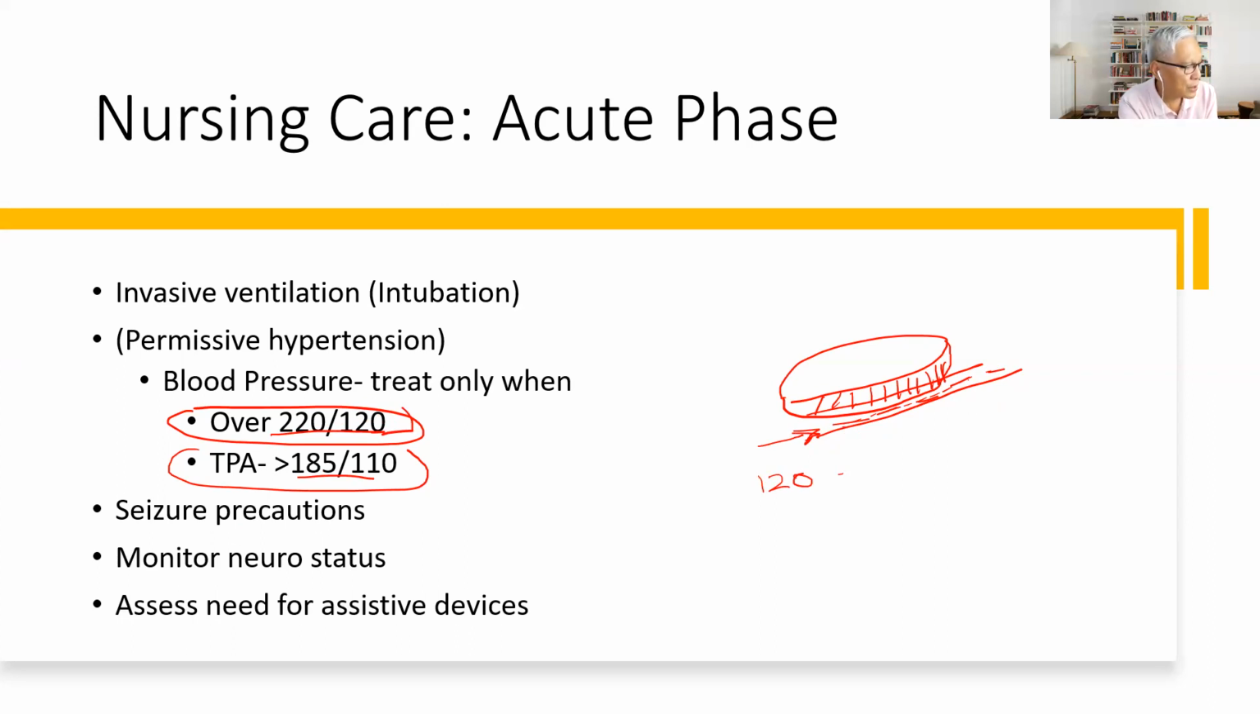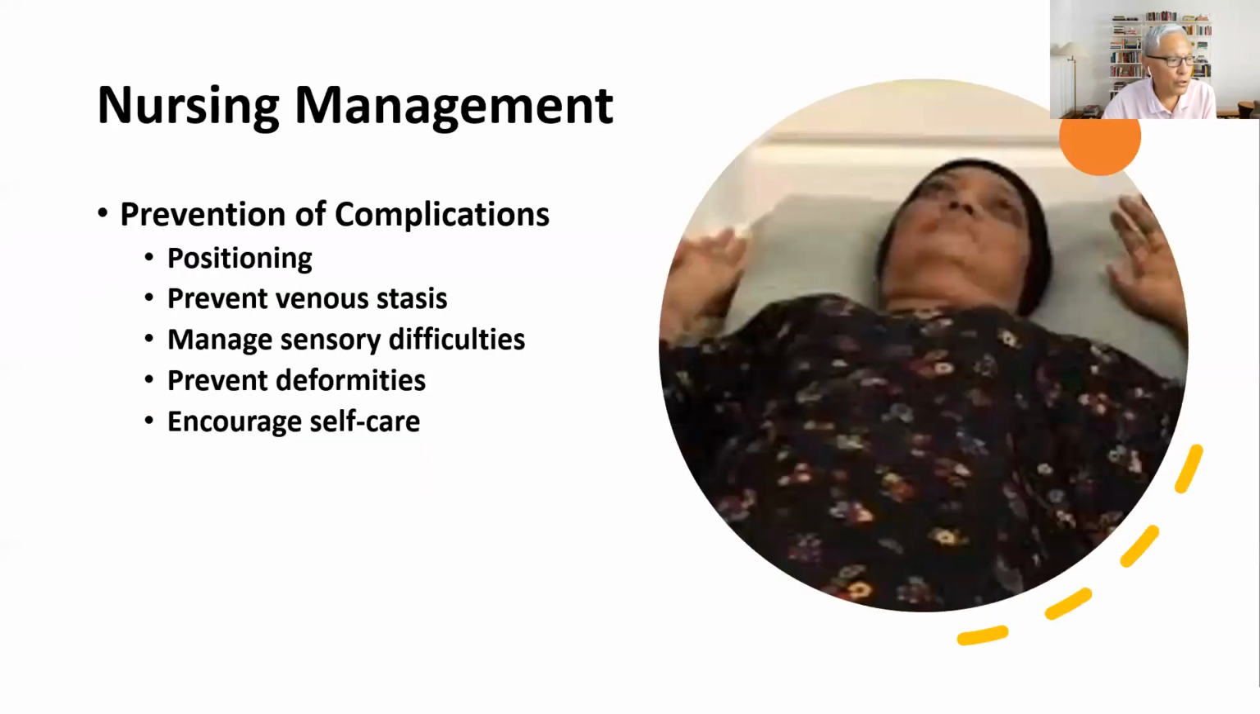And then, of course, we always need to assess for the neurological state and prevent complications. You have been taught how to prevent contractures, for example, as well as preventing venous stasis and other deformities, including pressure ulcers.